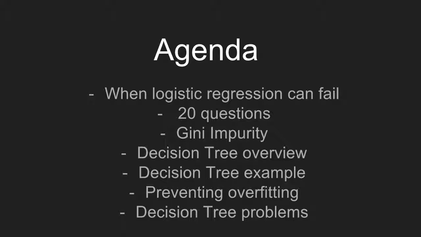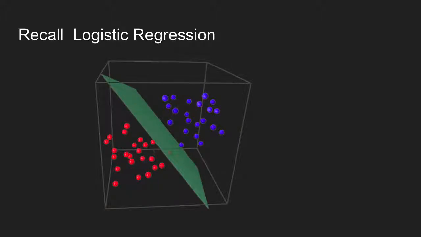So just a quick agenda. We're going to look at one, how logistic regression can fail. We're going to be looking at the game 20 Questions, basically, and going over a new kind of classifier called a decision tree, and that'll be the subject of today's lecture. So let's get started with logistic regression.